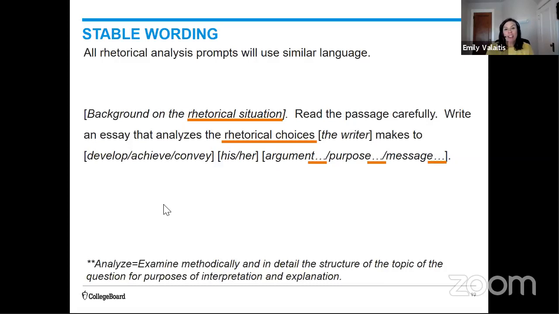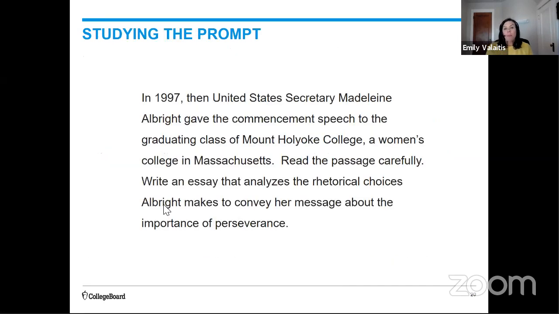You'll notice here that I've underlined the ellipses, those 3 dots, primarily because when you see the prompt, you're going to be given either some aspect of the argument, the purpose, or the message. Now, keep in mind, it's typically going to be very vague and very broad, not entirely specific, but they will give you some direction. And that's primarily because this isn't directly a comprehension task. It's more about your analysis of those rhetorical choices. So they'll give you a little direction through the argument, the purpose, or the message, so you know how to approach the reading. Because of that, it's imperative that you spend some time studying the prompt. These prompts were written years in advance.